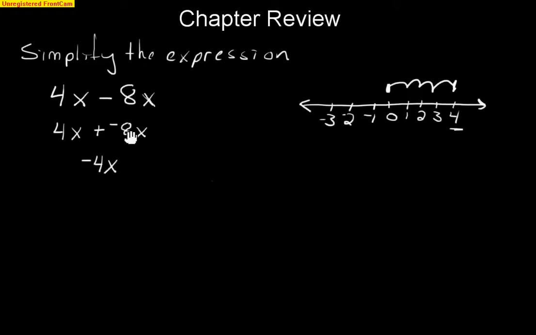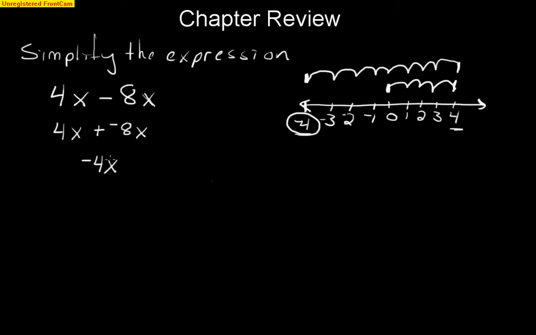Now the second number is a negative 8x. So we start where we left off, which is right here at 4, but now we're going 8 spaces to the left. So we go 1, 2, 3, 4, 5, 6, 7, and 8. So I went one more out there, so that's that negative 4 out there. So this is where we stopped right here. Okay, and that's why we get a negative 4.